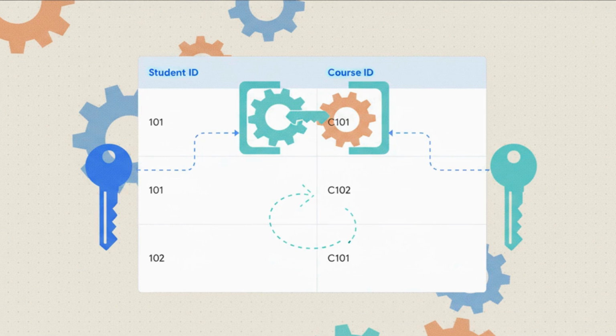We form a composite key by combining them. Student ID plus course ID. Together, they form a totally unique pair that perfectly identifies one specific enrollment record. When one column isn't enough, we combine them to get the job done.